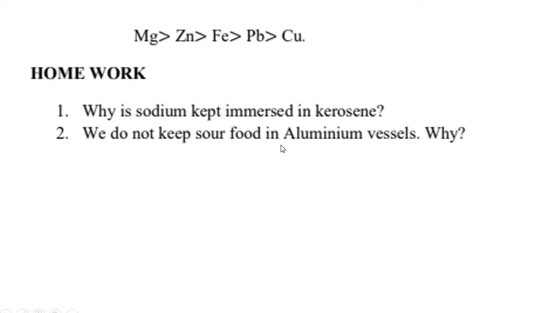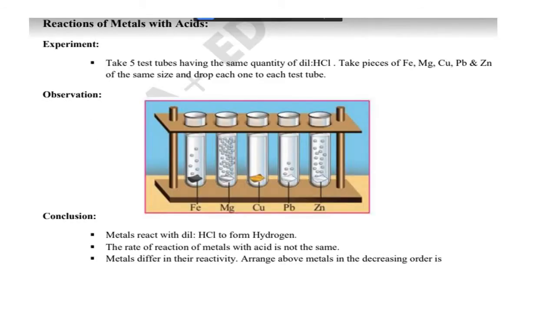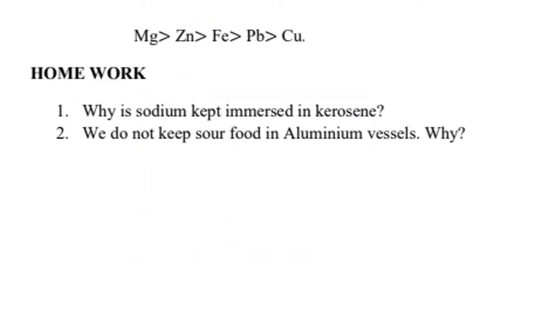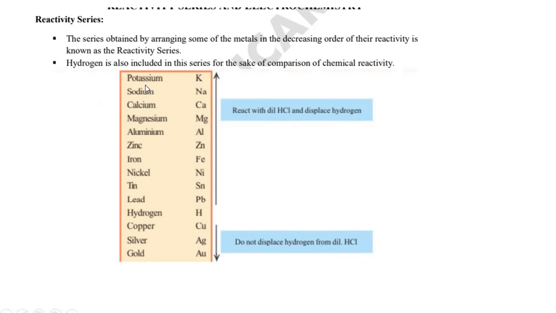Now, we do not keep our sour food in aluminium vessels. Why is sour food not kept in aluminium vessels? Because it will react with aluminium. That's the reason why it's not kept in aluminium vessels. Okay. Now reactivity series, that also we have learned. The series obtained by arranging some of the metals in the decreasing order of their reactivity is known as the reactivity series.